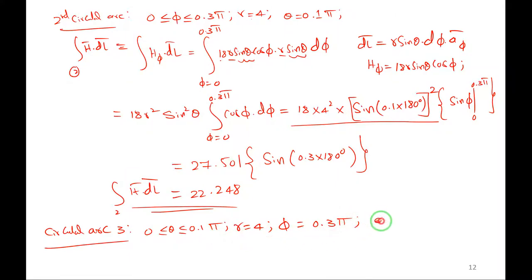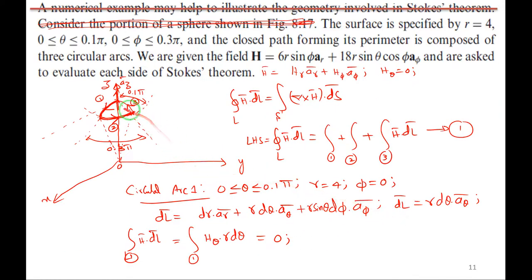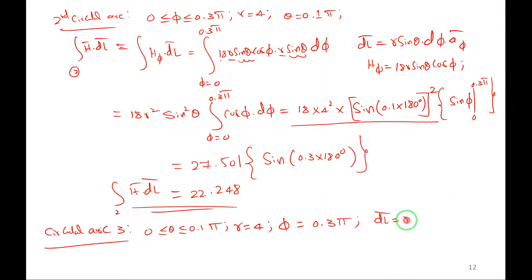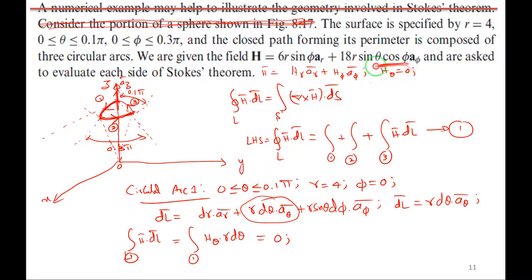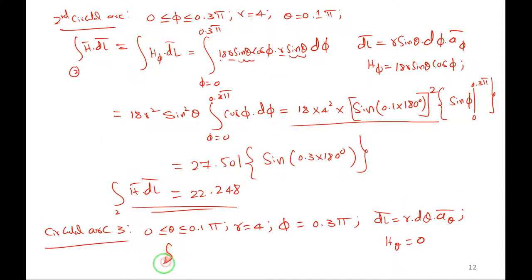Then next, what is the dl vector? Observe here. Theta is varying, so once again dl is nothing but r d theta a theta. So what is the h vector along the theta direction? It is h theta. What is h theta? It is 0. We have already seen. So along circular arc 3, if I integrate h dot dl, it is 0, because h theta into dl, and h theta is 0.